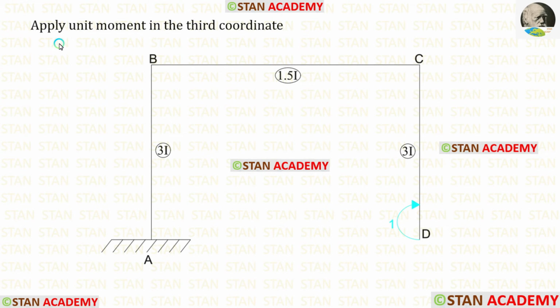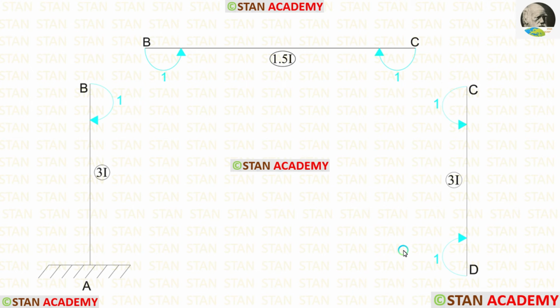Now we are going to find the moment M3. For that we have to apply unit moment in the third coordinate. Now let us make the free body diagram. In the point D, the unit moment is acting in the clockwise direction, so here it should be acting in the anti-clockwise direction. Here clockwise direction. Here anti-clockwise direction. And finally here clockwise direction.